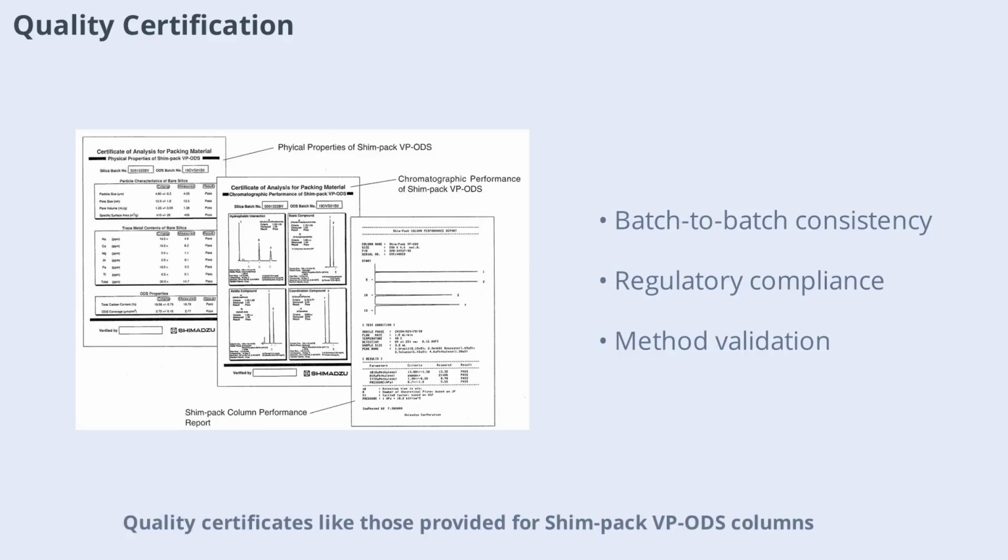Quality certificates like those provided for Shim-pack VP-ODS columns guarantee that each batch meets strict specifications for particle size, pore size, surface area, carbon content, and trace metals. This documentation is essential for regulatory compliance and method validation, giving users confidence in their analytical results.